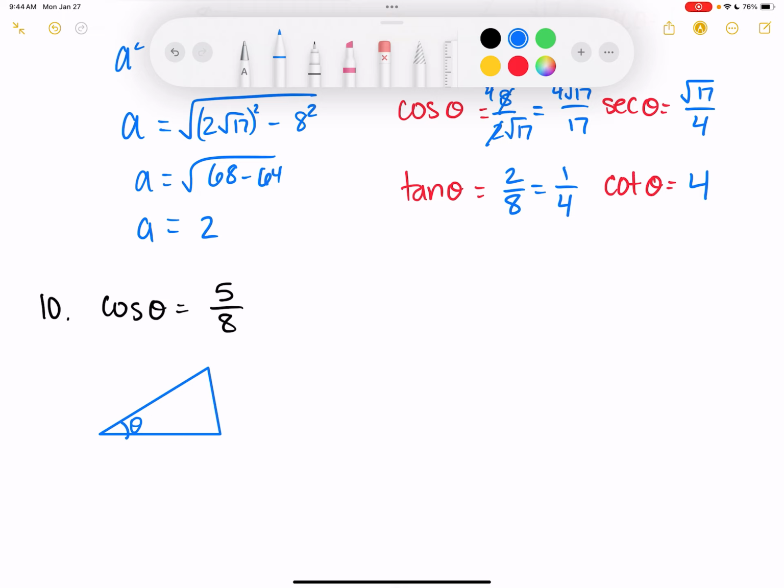Cosine is adjacent over hypotenuse, so that means that 5 goes here, if you draw your triangle the same way I do, and 8 goes here. Some people go real crazy and they draw their theta up here. I wouldn't do that. Not wrong, I just think it gets confusing. I see too many people get the problems wrong. But it's up to you.